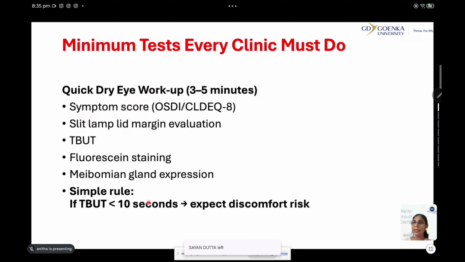So, symptom score. There are certain things that I keep repeating, not because I love repeating, but because I want to reiterate how important these are and how you cannot ignore these simple things like running a symptom score, slit lamp evaluation, lid margin evaluation, assessing the tear breakup time, fluorescein staining, lissamine green staining, meibomian gland expression. The simple rule is, if tear breakup time is less than 10 seconds, you can expect that the discomfort risk is going to be very much prevalent.